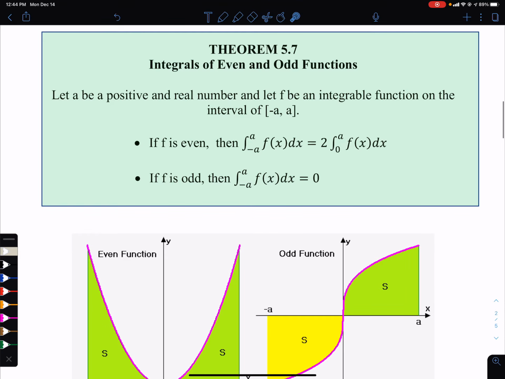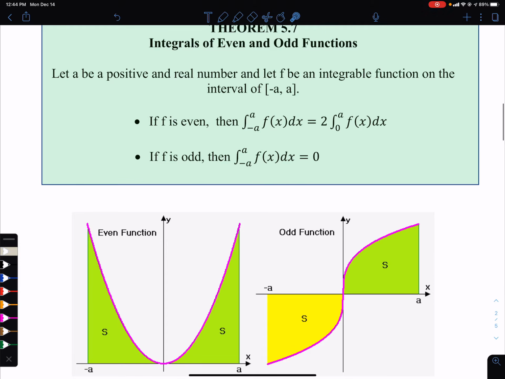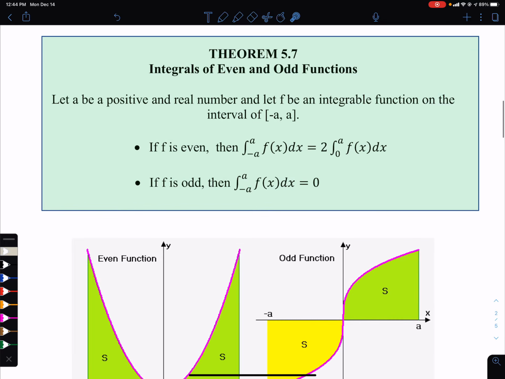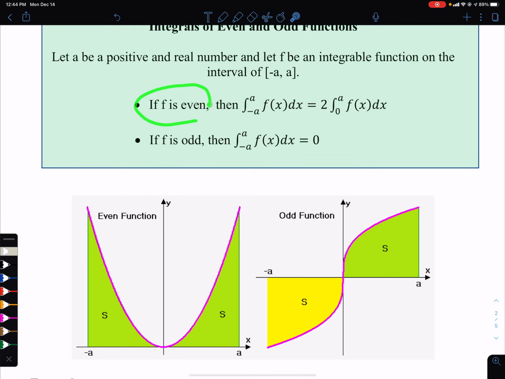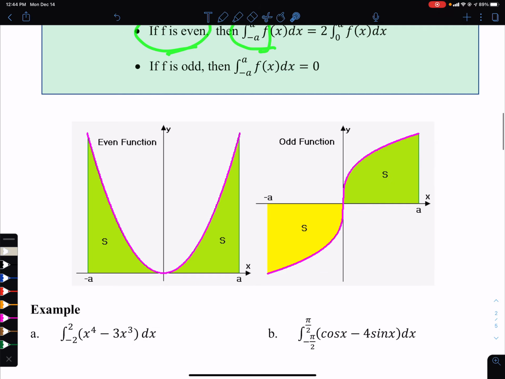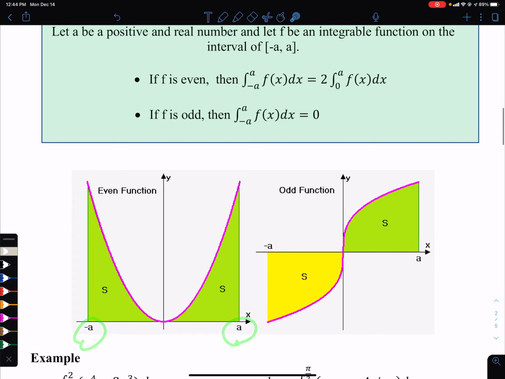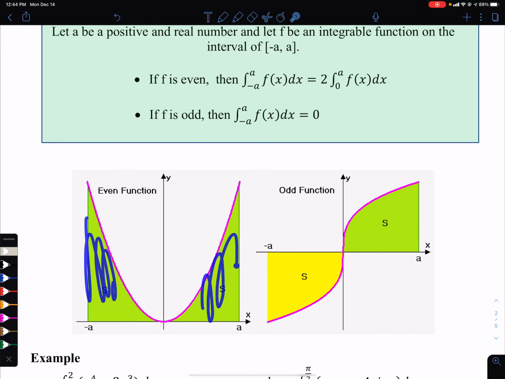But what does that have to do with anything? This is pretty easy. You probably don't even have to memorize this because it makes so much sense. So if f is an even function and you integrate from minus a to a, here's an example. This is an even function. I integrate from minus a to a. Isn't it obvious that this net area and this net area would be exactly the same?